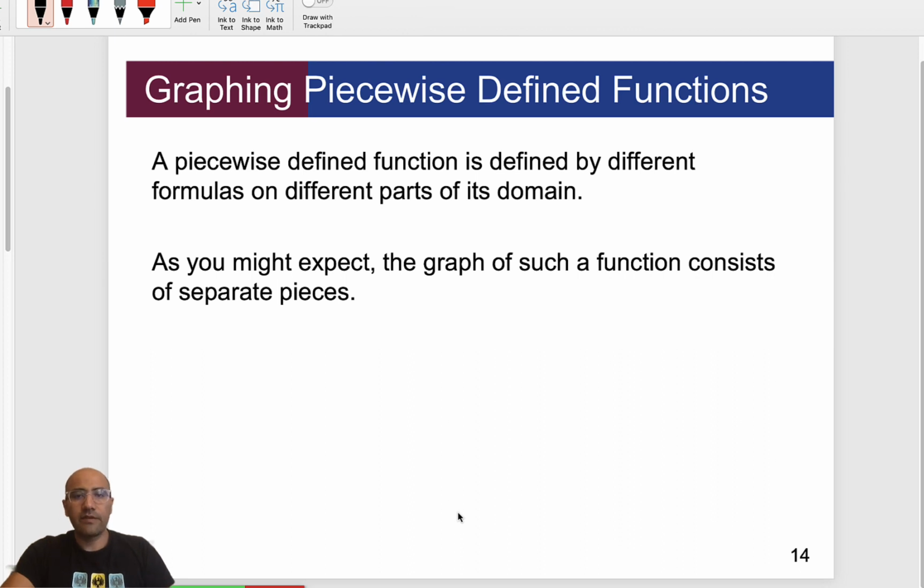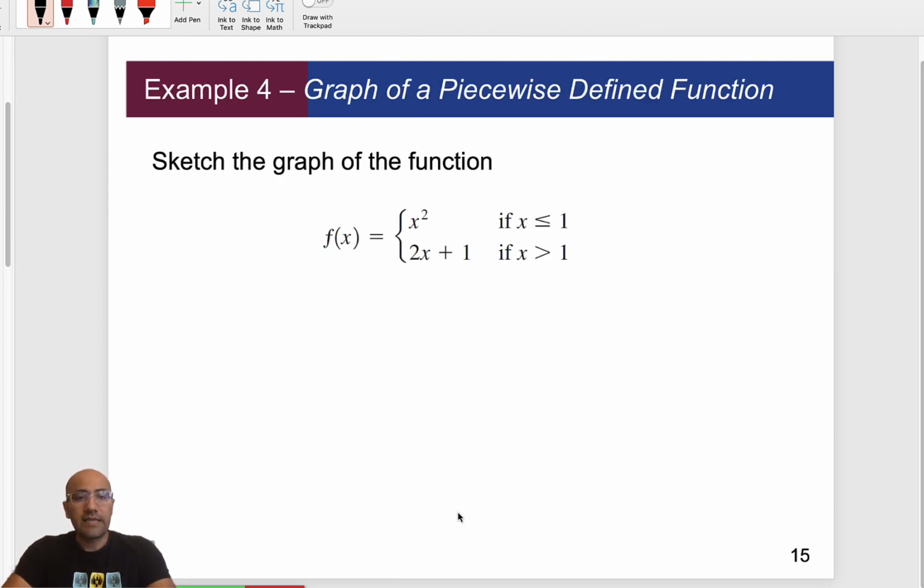Okay, piecewise functions. Easy stuff. So sometimes a function is defined differently for different parts of the domain. So here's an example of what it might look like. Here we have a function f of x, which is described by this relationship whenever x is less than or equal to 1. Whenever x is strictly greater than 1, then this is the equation that defines it. So in order to graph these, you're going to have to graph both of them and then chop it up based on the domain.